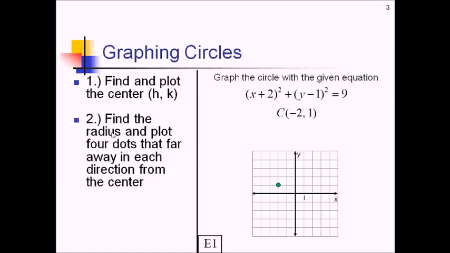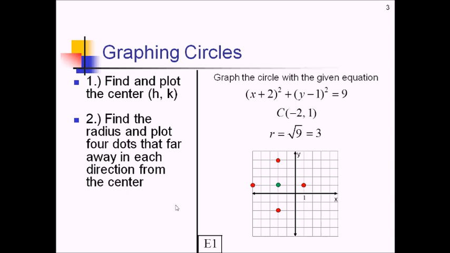Next, find the radius, and then use that to plot 4 dots that are the radius distance away in each direction from the center. So our radius in this one, square root of 9, that'll be 3. So we need to go 3 away in every direction. Now, when I say every direction, I'm just talking about up, down, left, and right. It's hard to judge how far 3 away is if we go diagonally, but in those 4 directions at least, we can figure it out. So we got 3 up, 3 to the right, 3 down, and 3 left.